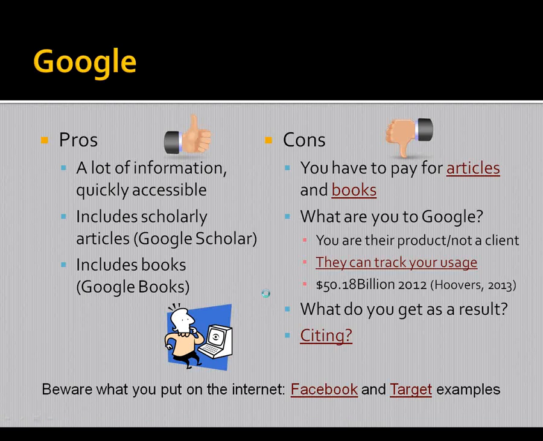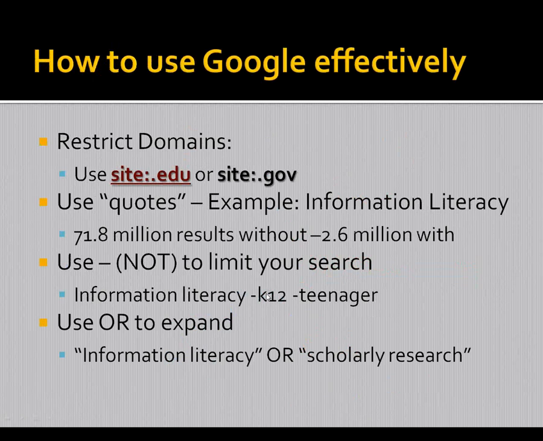All right, trying to get back here. There we go. Okay, so how can you use Google effectively? Well, you can restrict your searches by domain, and it's a cool little thing that you can do within Google, where you use the word site and a colon, and then whatever the domain is, .edu or .gov. You can also add quotes, and in my example, when I did information literacy just by itself, I got 71 million results, as opposed to when I did it with quotes, I got 2.6 million.